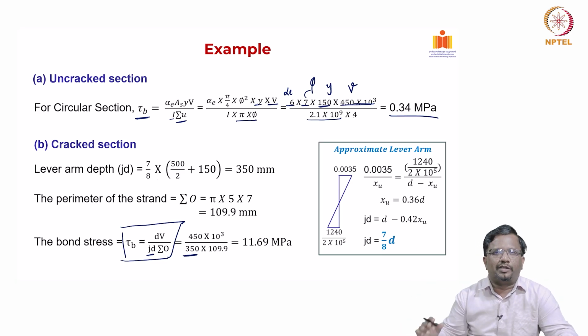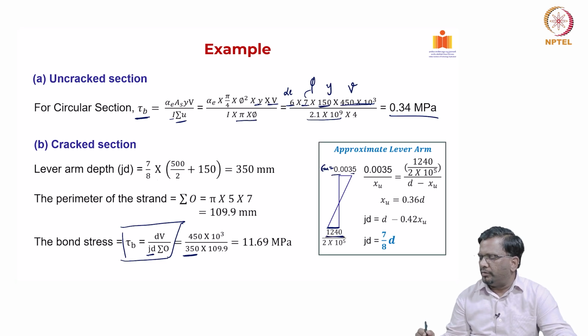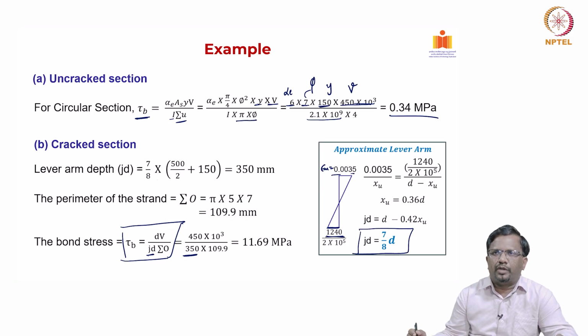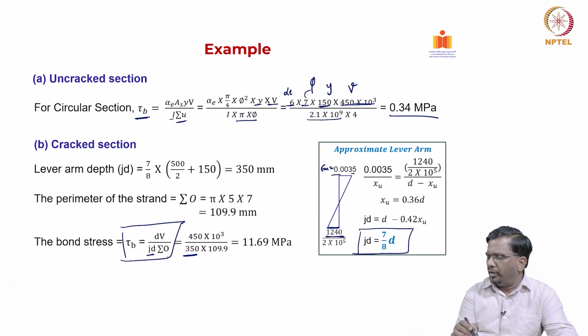For a cracked condition, let us say we do it in a conservative way, looking at an ultimate condition. In an ultimate condition, my strain epsilon cu at failure is 0.0035 as per IS 1343, and this we take as 1240, which is epsilon pe, the effective pre-stress. If you substitute that, you find that JD will be approximately equal to 7/8 of your D. So, if you do that in simple calculations, your lever arm JD works out to be 7/8 of D.